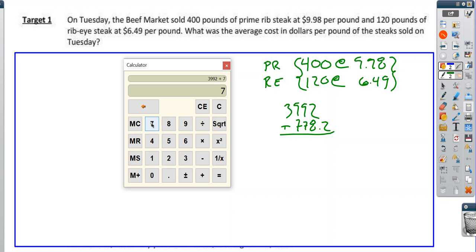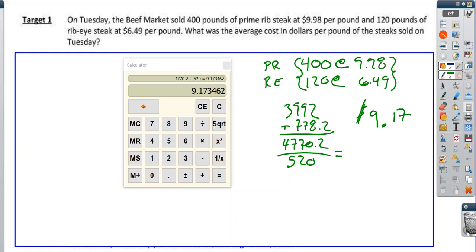Plus 778.2, we get $4,770.20, and I sold a total of 520 pounds. So I'm going to divide that by 520 pounds, and that's a lot of beef. Rounded to the nearest, oh sorry, it's rounded to the nearest cent, because this is dollars and cents. So it's $9.17 is my average cost per pound based on those two different meat cuts.